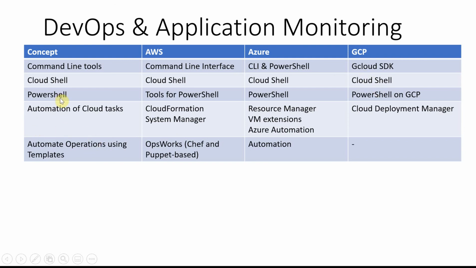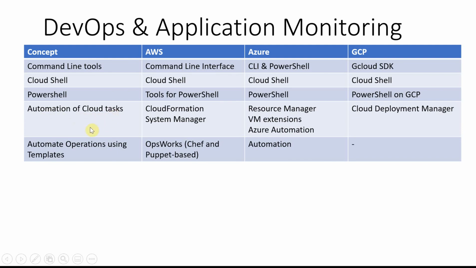PowerShell is a very popular Windows way of automating or scripting. It is very popular in the Windows Microsoft ecosystem. So especially for that, PowerShell, Bash, there are a lot of tools which support PowerShell. In AWS, it is AWS Tools for PowerShell; Azure PowerShell; and GCP PowerShell, for automation of cloud tasks.